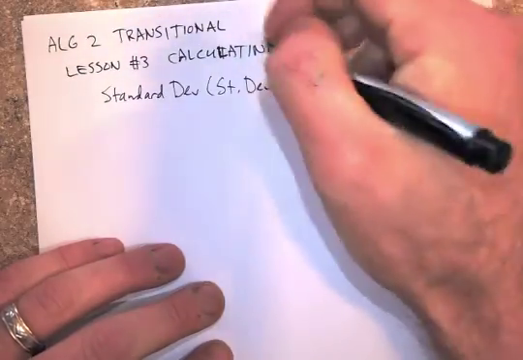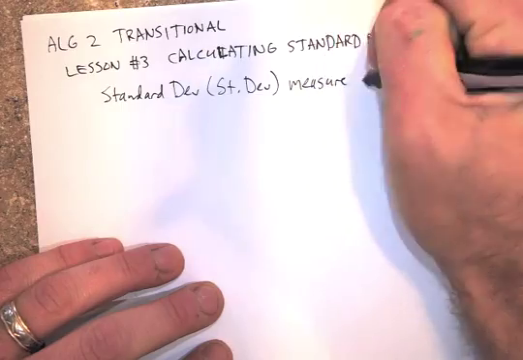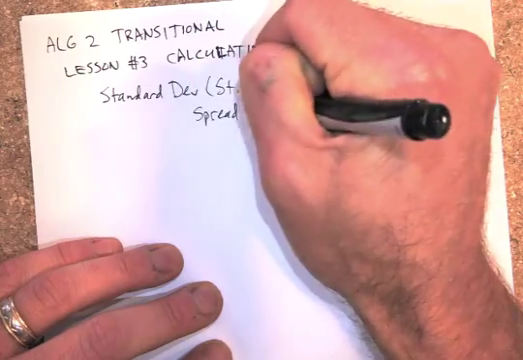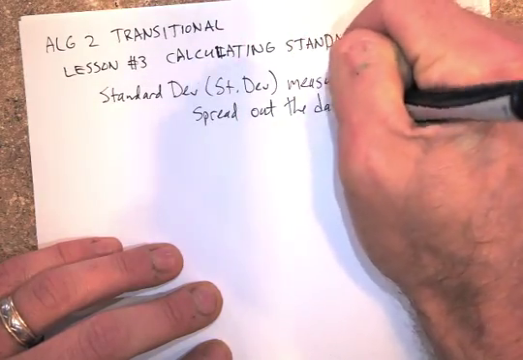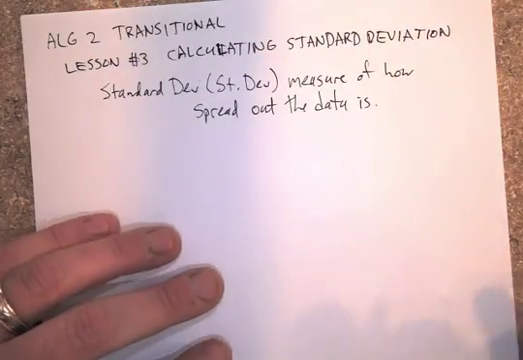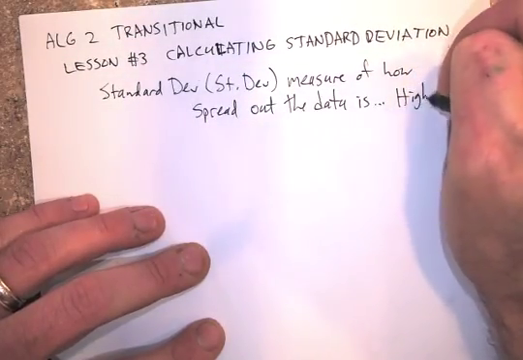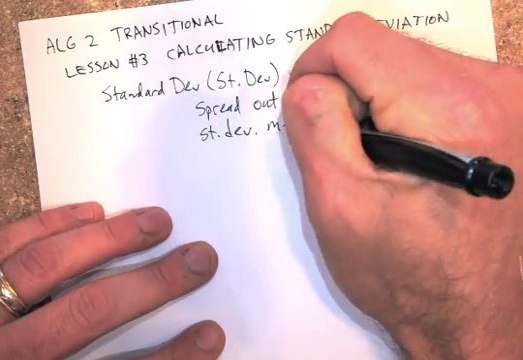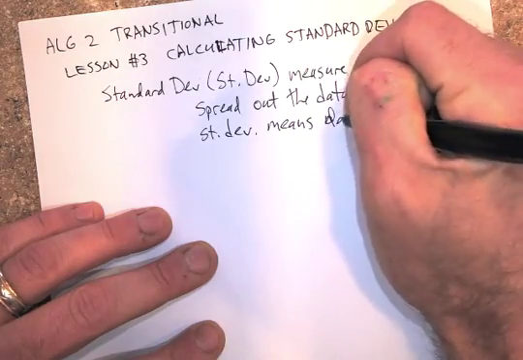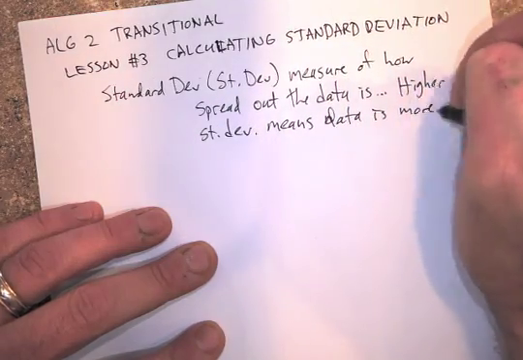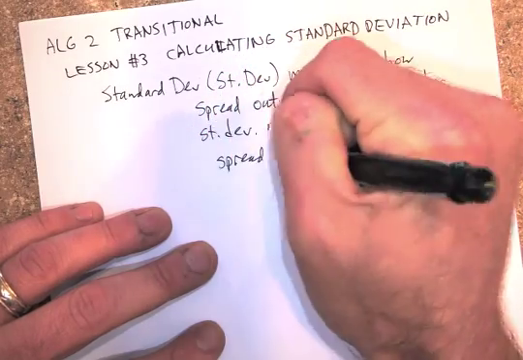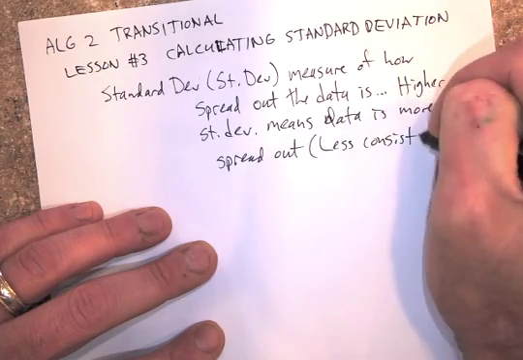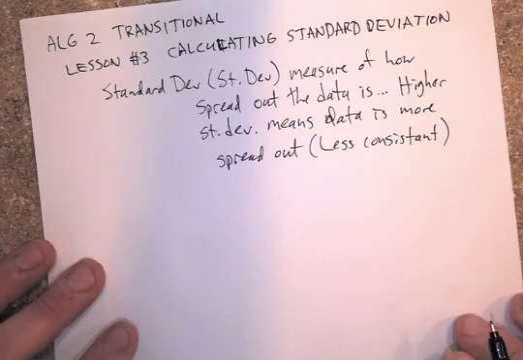Standard deviation is a measure of how spread out the data is. All right, so in other words, higher standard deviation means data is more spread out. We might also say it's less consistent. It's not all the same. It's more spread out.